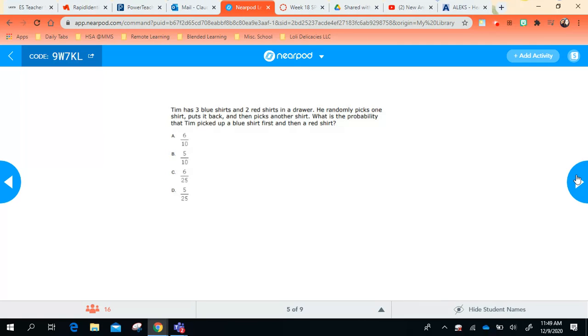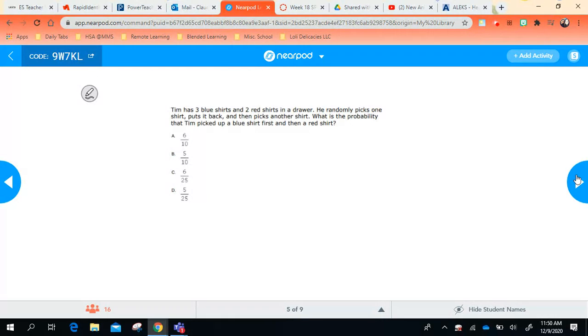Okay, let's go ahead and look at the first problem. I'm not requiring you to write down this whole problem in your notebook because there is going to be one that you are, but I would show work in my notebook for this one. So remember, every word problem, we read twice. It says Tim has 3 blue shirts and 2 red shirts in a drawer. He randomly picks one shirt, puts it back, and then picks another shirt. What is the probability that Tim picked up a blue shirt first and then a red shirt?